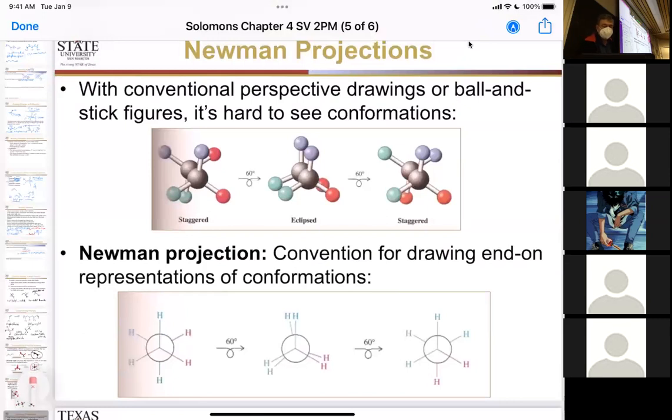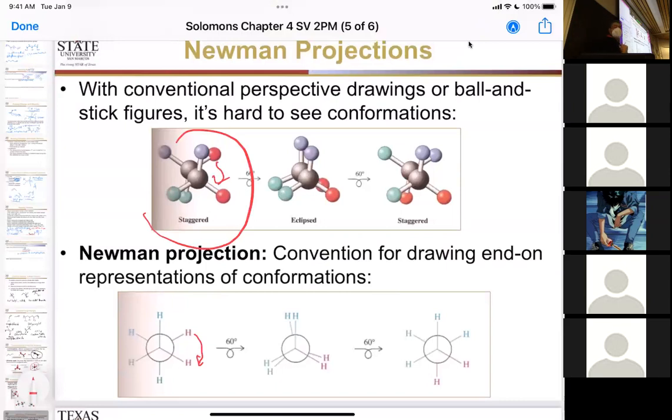So in this case here, we're starting with a staggered configuration right here. And we rotated this side 60 degrees in this direction. So basically we did the same thing here. We're going to rotate this hydrogen 60 degrees. And see how it's kind of cleaner, easier to draw? And I'm going to teach you how to draw these.